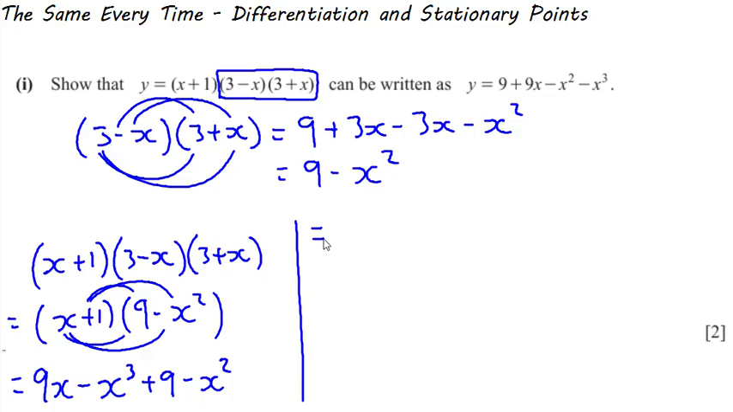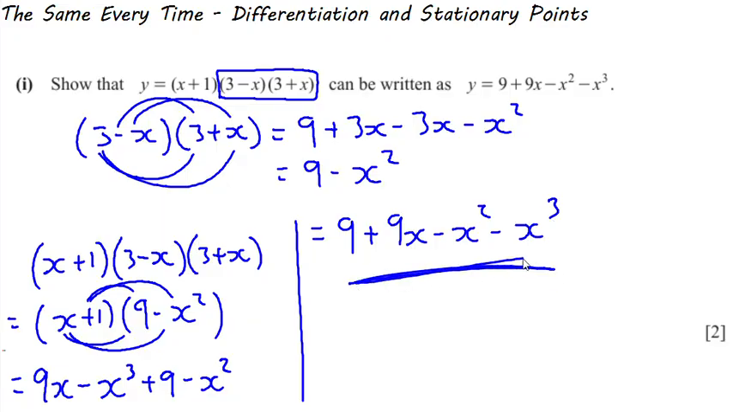So all I need to do is just write it in the way that they are telling me to. So y equals, the 9 would be first, and I've got a positive 9x, and I've got a minus x squared, and I've got a minus x cubed. So there we are, I'll give myself 2 marks. The idea of the show that question, of course, is that even if you don't manage to do the show that, you can still use the result in the next part of the question.